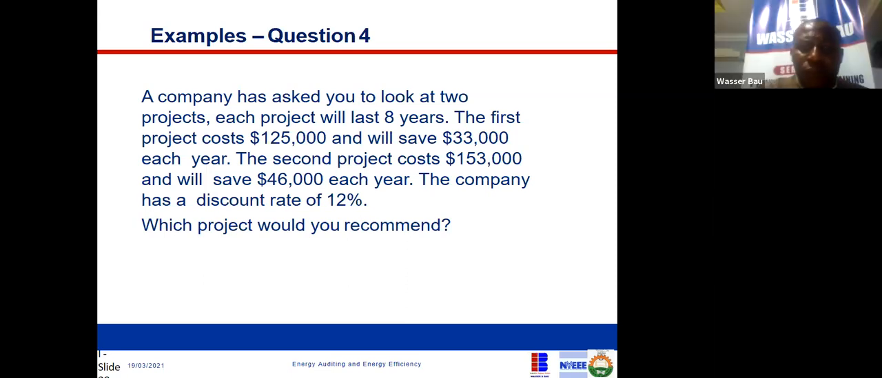So let's go. For this question, the first thing you do is solve the two questions, get the value for the two projects and then subtract. Are we good to go?